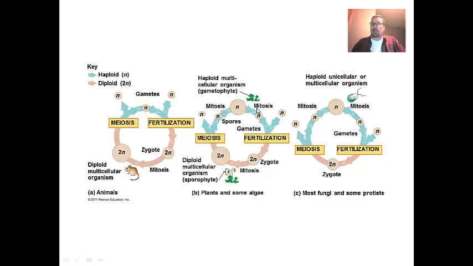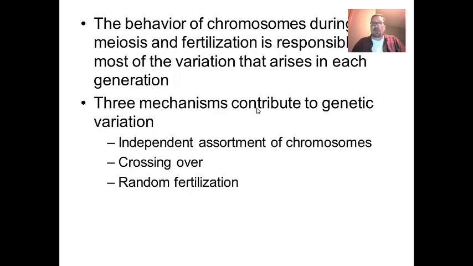So you can see that in different organisms, it's in the timing of the meiosis and the fertilization. Okay? Now, the behavior of chromosomes during meiosis and fertilization is responsible for most of the variation.